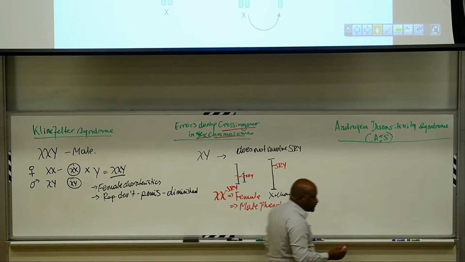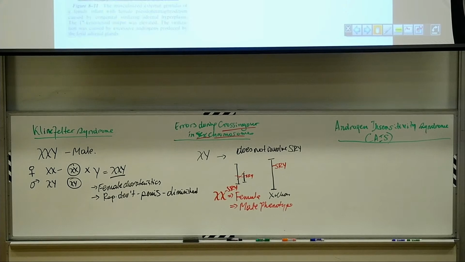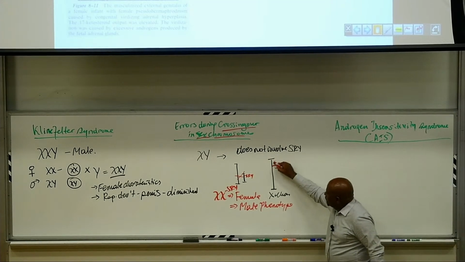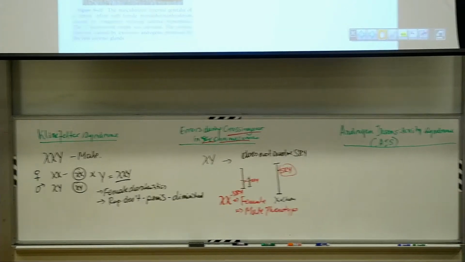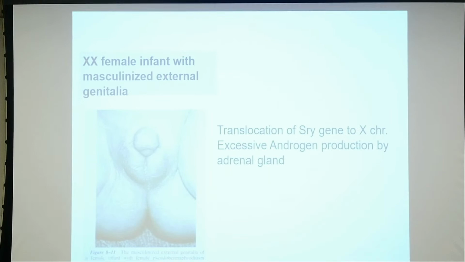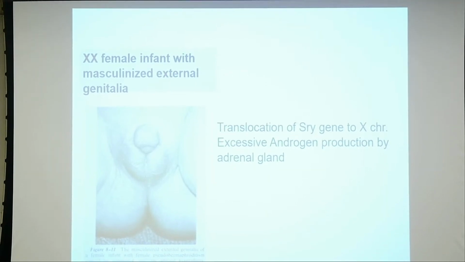Such infants show a masculinized development of the penis because of the translocation of the SRY gene onto the X chromosome, which is normally not possible, but in rare cases it can happen, and that can lead to excessive production of testosterone or androgen because of the action of the SRY gene. Just for you to know, errors sometimes happen during crossing over, resulting in such a phenotype.